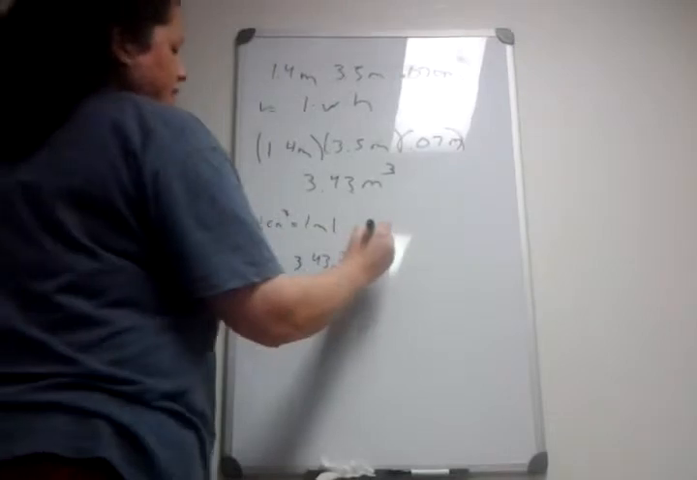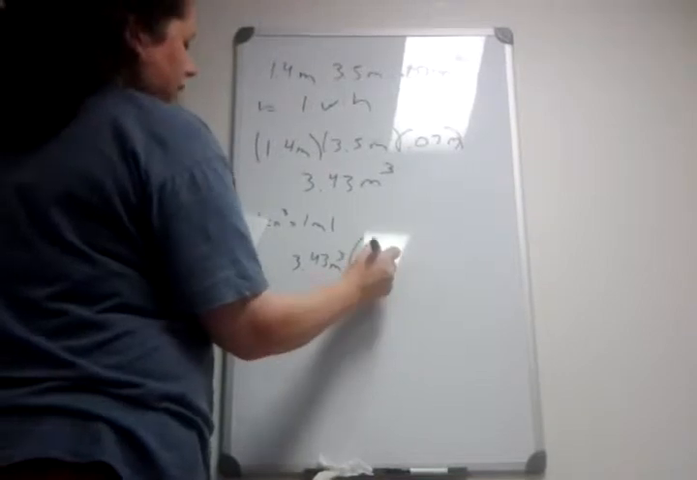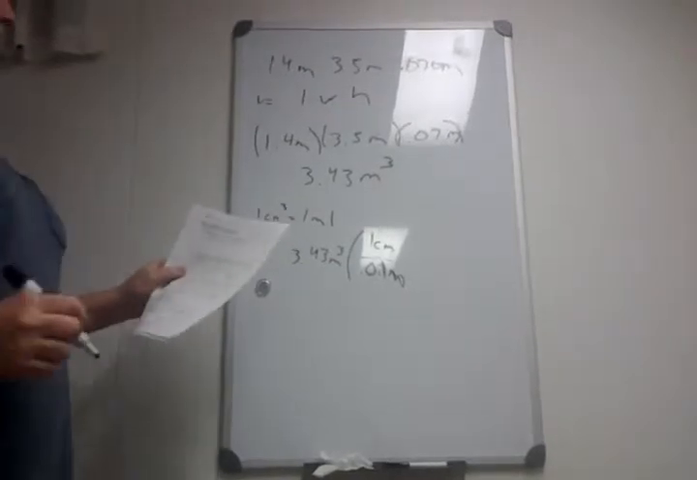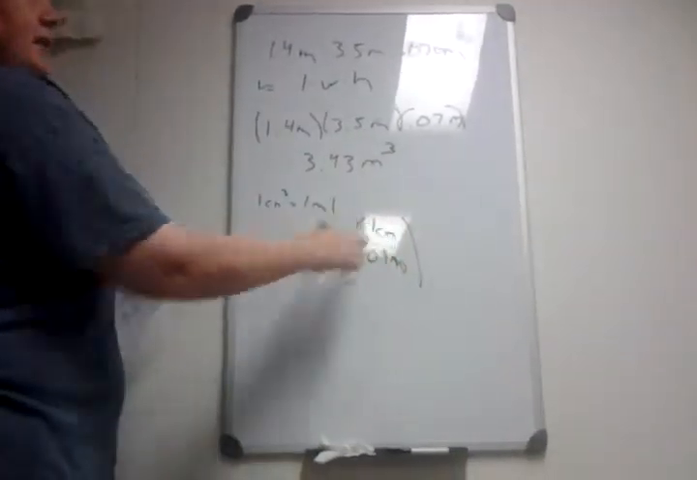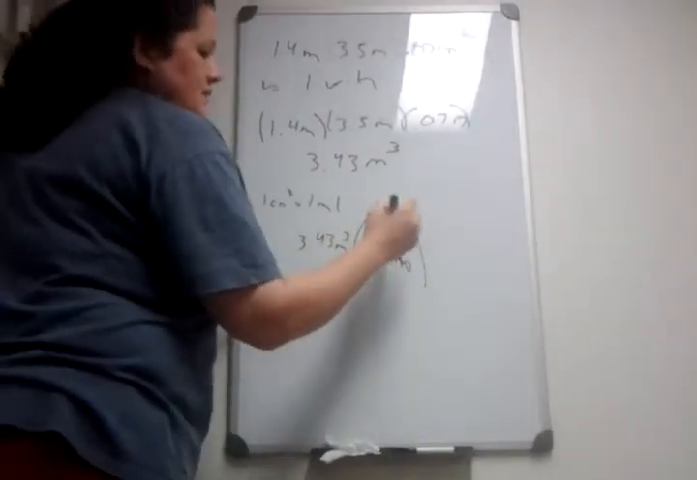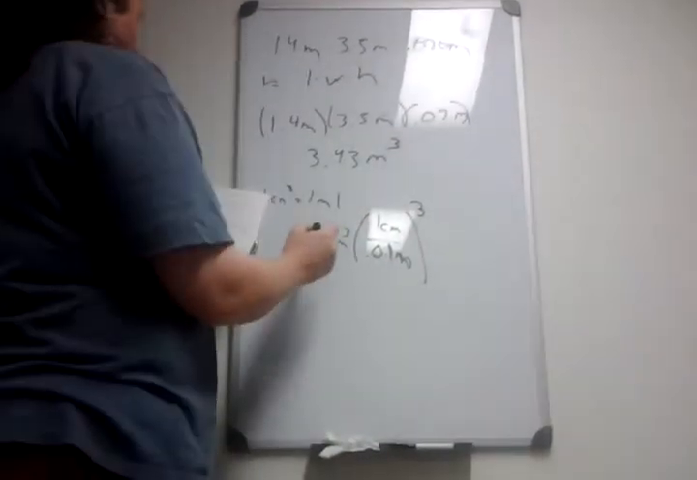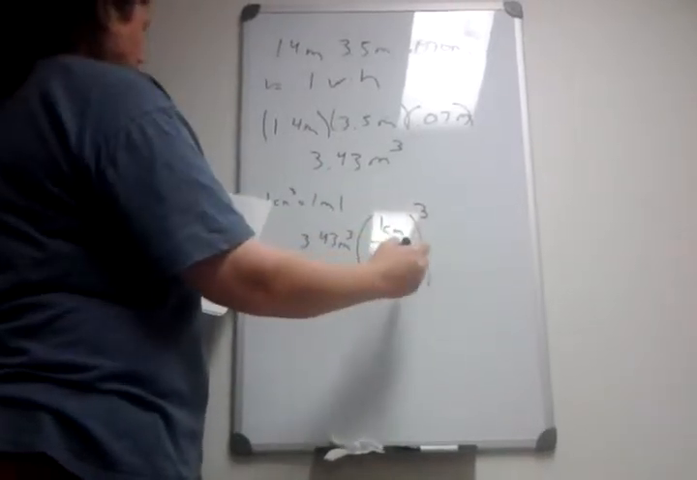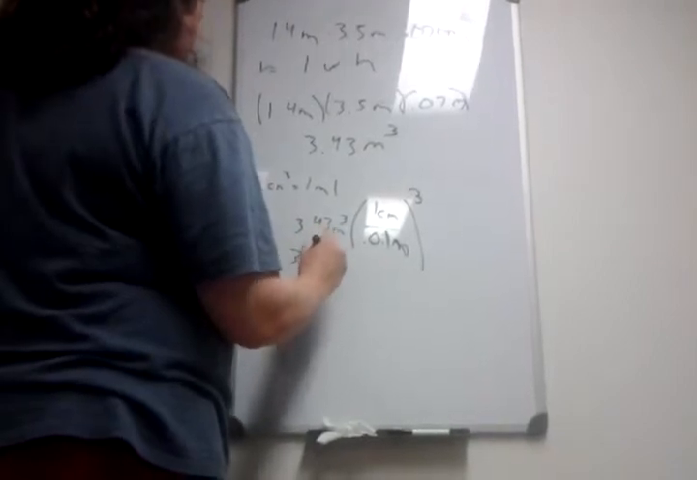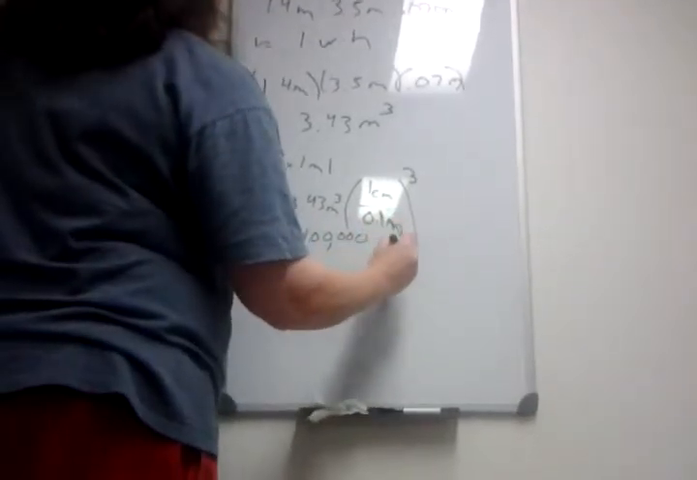Well, we know that in 1 centimeter, there's 0.01 meters. This is just from that page 7 that's in the book. However, there's only 1 centimeter here. We need 3 of them. We need a cubed. So we have to treat the units the way we treat the numbers, and we have to cube this. If we multiply 3.43 times this number cubed, you end up with a very large number, 3,400,000 centimeters cubed.